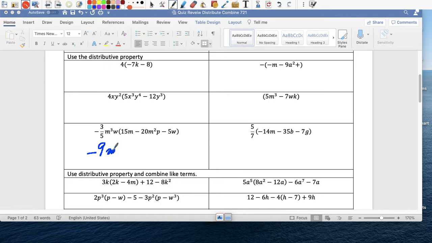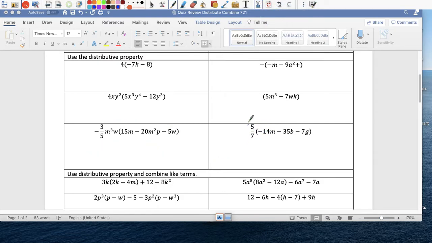And then m to the 4th, right? W, because this m. Negative and negative is a positive, and 3/5 of 20 is 12. M to the 5th, P, W, put them in alphabetical order. The last one, negative, negative again is positive, and 3/5 of 5 is just 3. And 3m to the 4th w squared. That would have been a final answer.